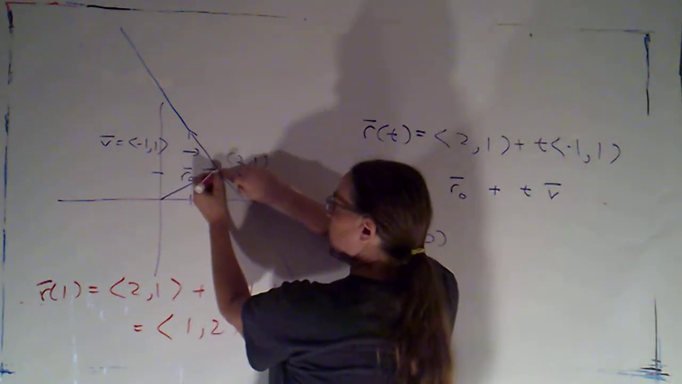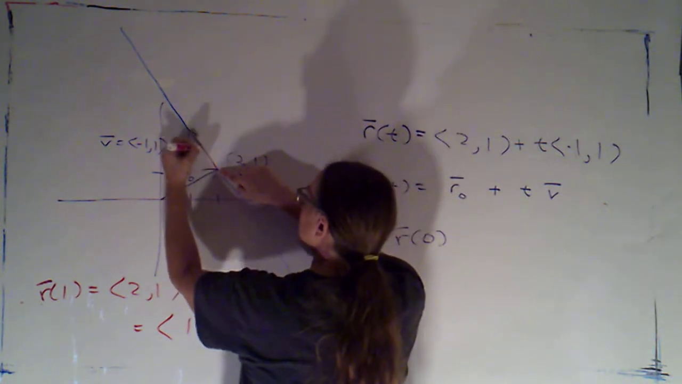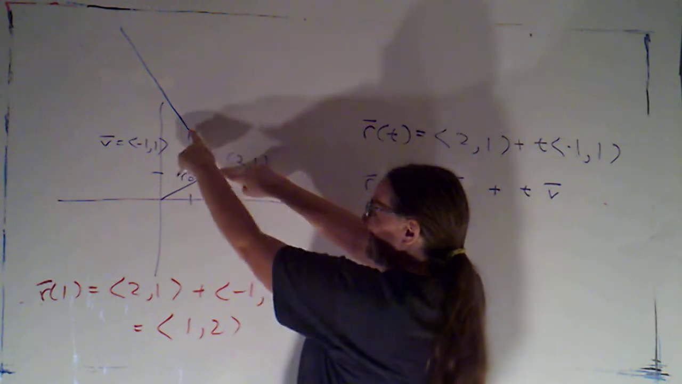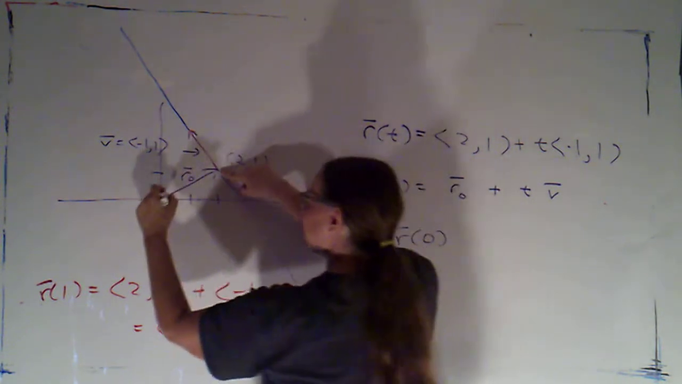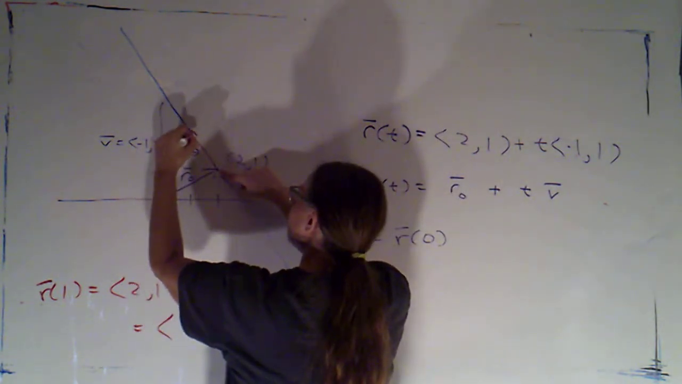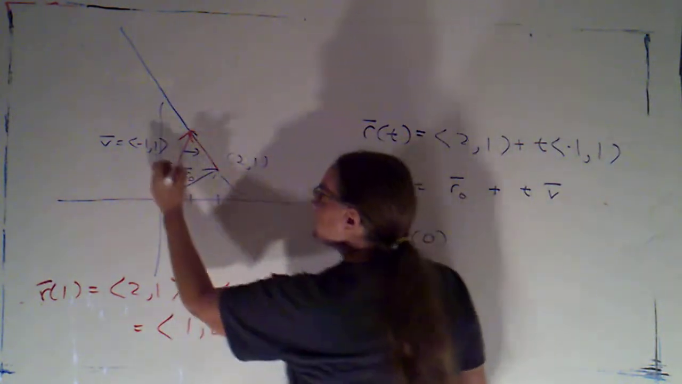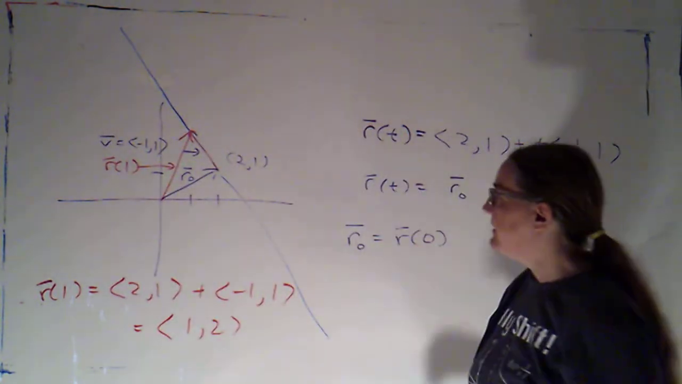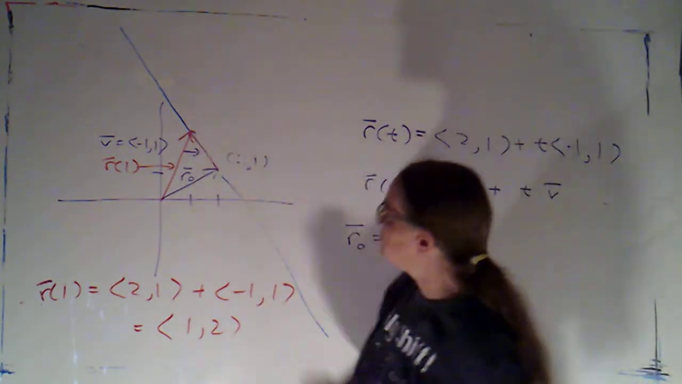Here's (2, 1). Here's one copy of v. Right now, I've drawn it so that the tail of v is at the tip of r naught, which is how I do vector addition. So this vector right here would be r of 1. And you'll notice it does look like it's (1, 2).